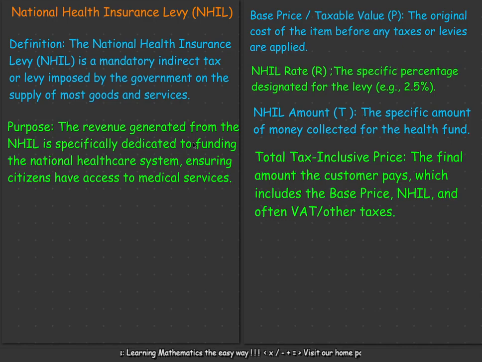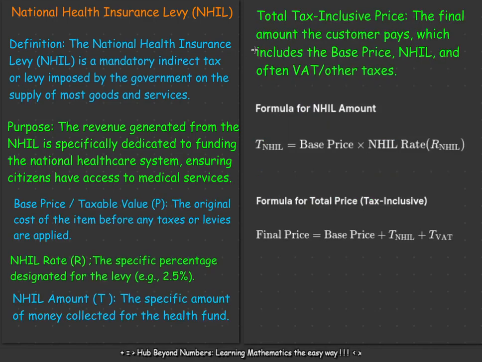So with all these terminologies explained, let's now look at the formulas we are going to need for these calculations. For the formulas we'll be considering for this topic, we have two of them. That is the formula for the NHIL amount. As we know, we said the NHIL is just a percentage of your base price. So what we have here is your base price times the percentage, that is the NHIL rate.